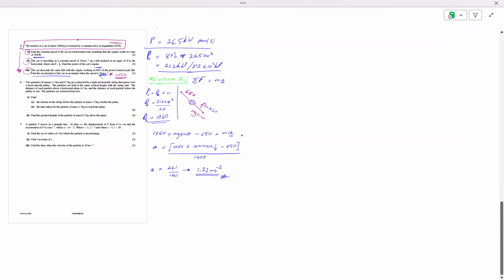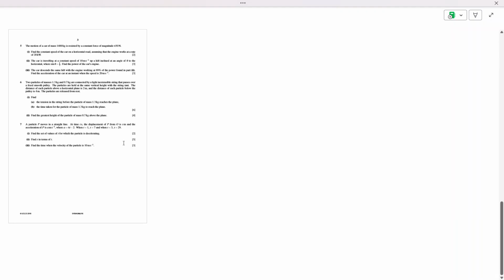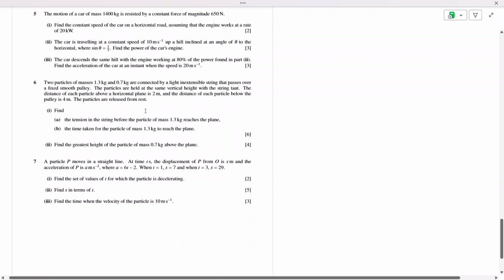Let me take a screenshot if you want. Okay, question 6. Question 6 reads: two particles of masses 1.3 kg and 0.7 kg are connected by a light inextensible string that passes over a fixed smooth pulley. That means it's frictionless. The particles are held at the same vertical height with the string taut. The distance of each particle above a horizontal plane is 2 meters, and the distance of each particle below the pulley is 4 meters. The particles are released at rest. Find A, the tension in the string before the particle of mass 1.3 reaches the plane.